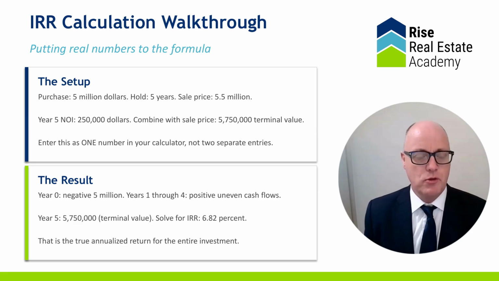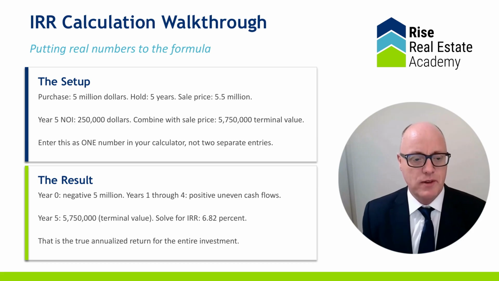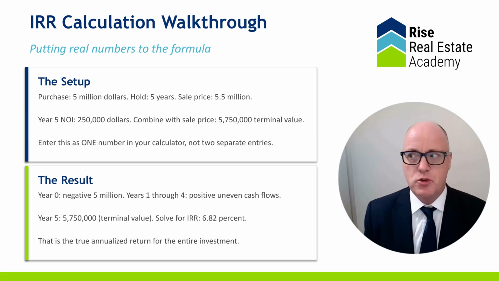Years 1 through 4 have positive but uneven cash flows. And year 5 is that combined terminal value. When you punch those numbers in and solve for IRR, you get 6.82%. That is the true annualized rate of return for this entire investment. And that is the correct answer you would be looking for on the RECA exam.